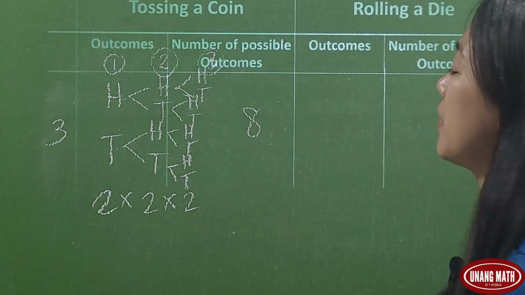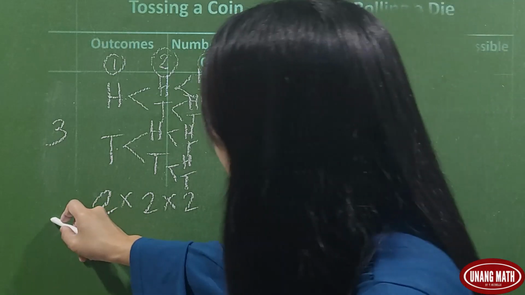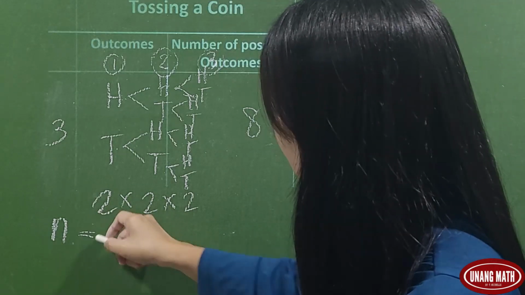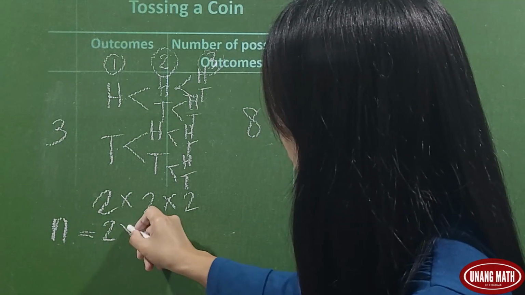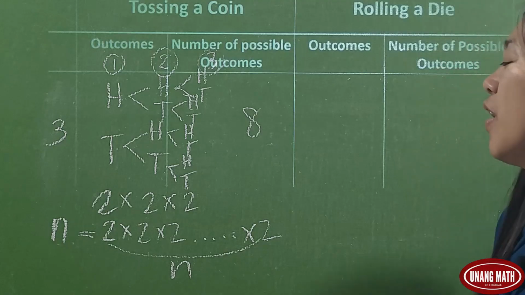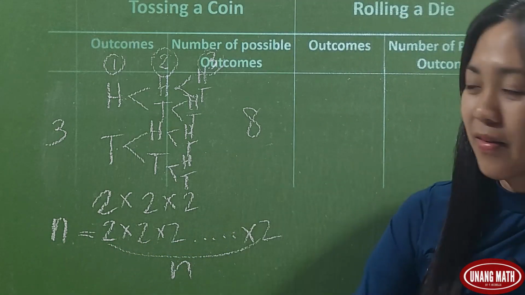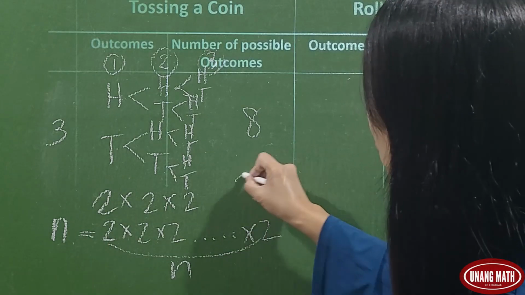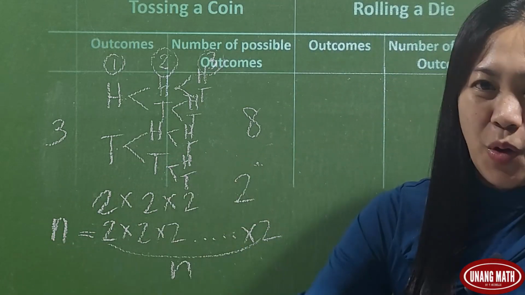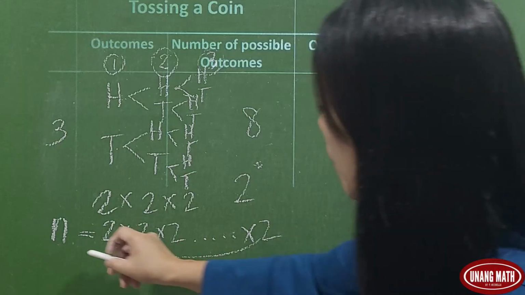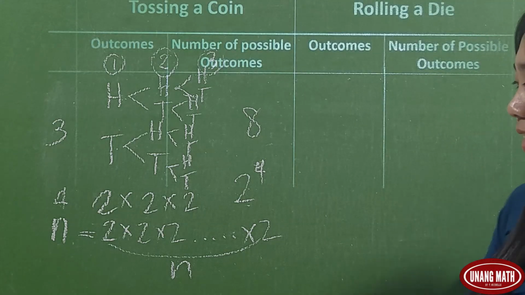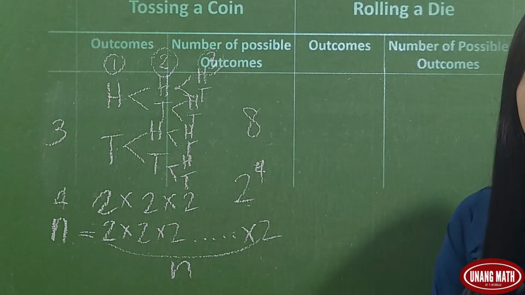So 8 possible outcomes. So if we have n number of coins, then the number of outcomes is 2 times 2 times 2, and so on. So if we have n number of coins, what we have to do is take 2 and raise it to how many coins we are going to toss. So let's say if we will toss 4 coins, this is 2 raised to 4, and that would be equal to 16. So 16 possible outcomes.